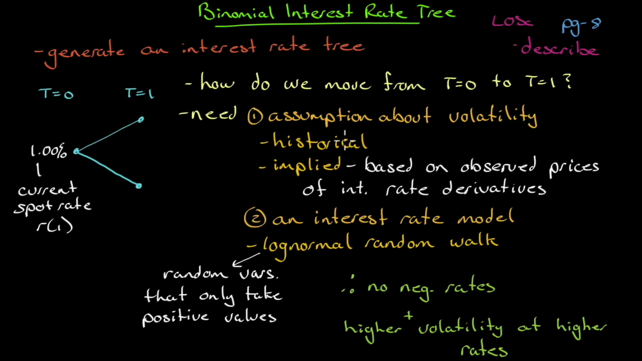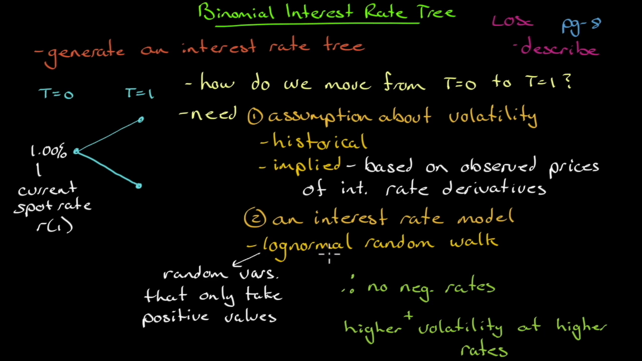So you need an assumption about volatility. That'll pretty much be given to you. In every problem we do, let's assume volatility is this. Then we need an interest rate model. An interest rate model is just saying, well, how are we going to progress? How are these interest rates going to progress over time? How is volatility going to progress as rates progress? So this is what we're going to use.